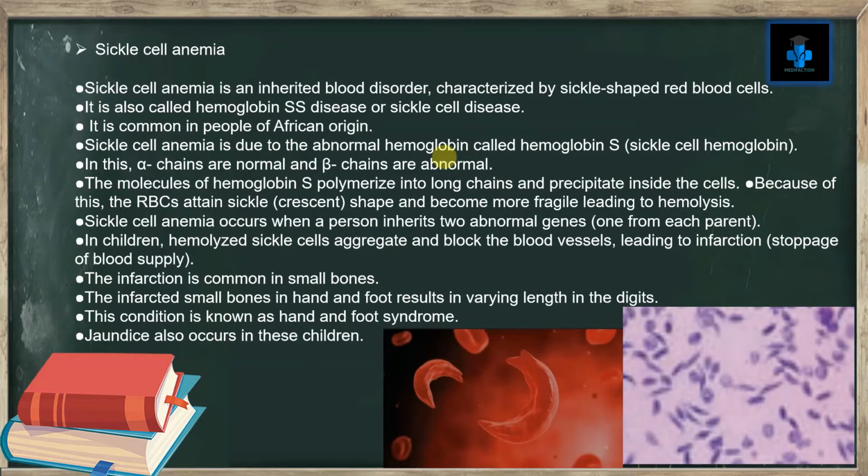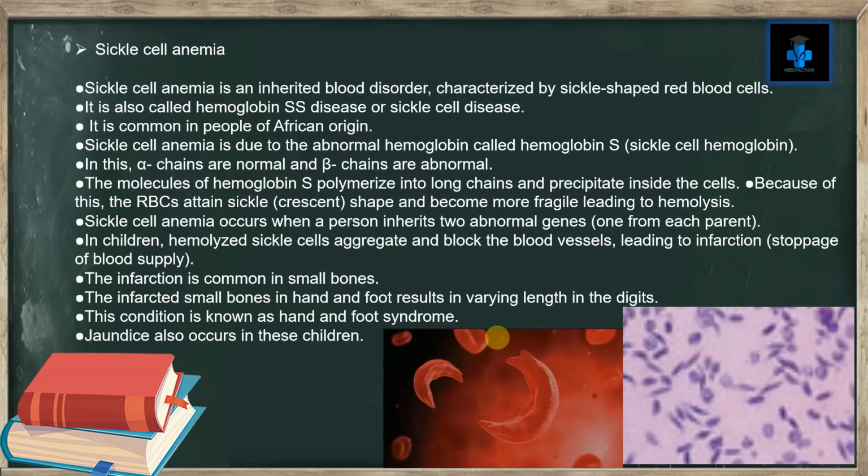The molecules of hemoglobin S polymerize into long chains and precipitate inside the cells. Because of this, the RBCs attain a sickle or crescent shape, as you can see here. Crescent shape and become more fragile, which leads to hemolysis. Sickle cell anemia occurs when a person inherits two abnormal genes, one from each parent.